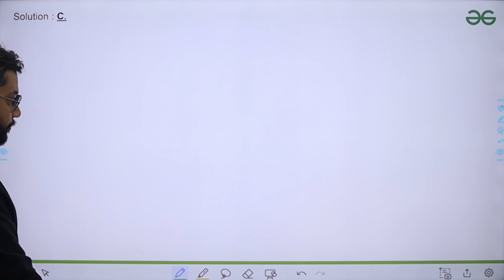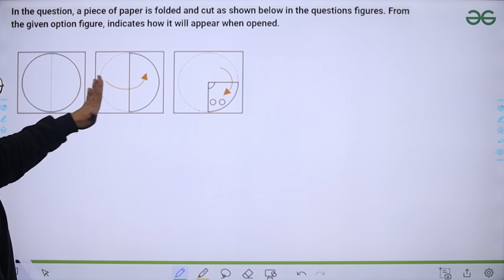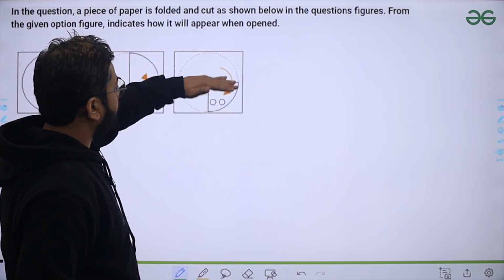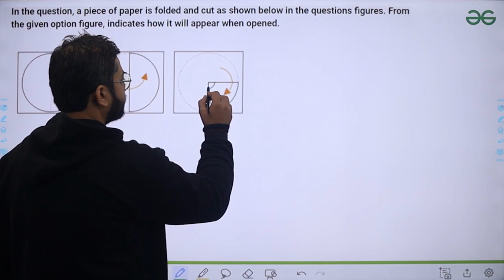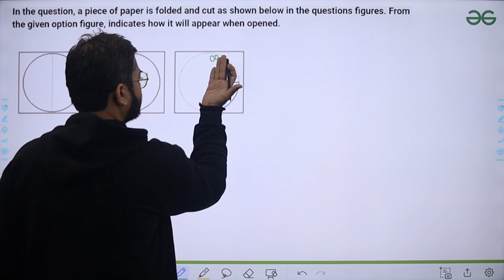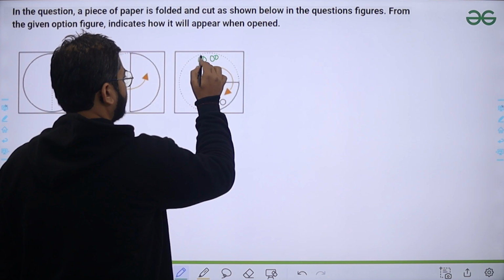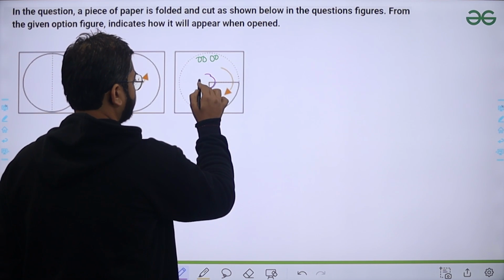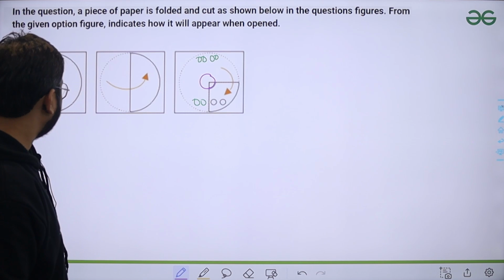Next. The paper is folding something like that. So it means the paper will open first here. So the first half circle will be like this, and two double dots will be here. Then this paper will be folded here. So double dot and then two dots, and this will be a complete circle. Something like this will be the answer.